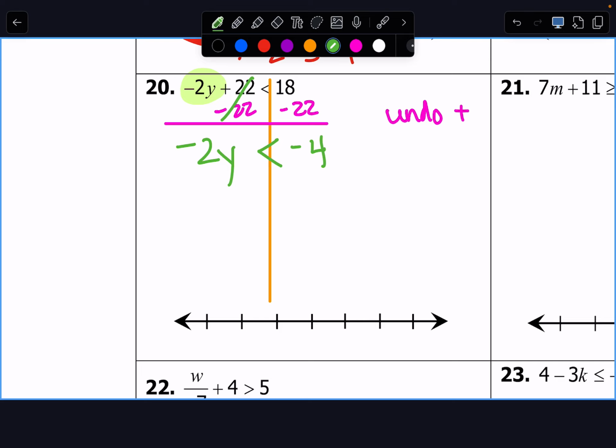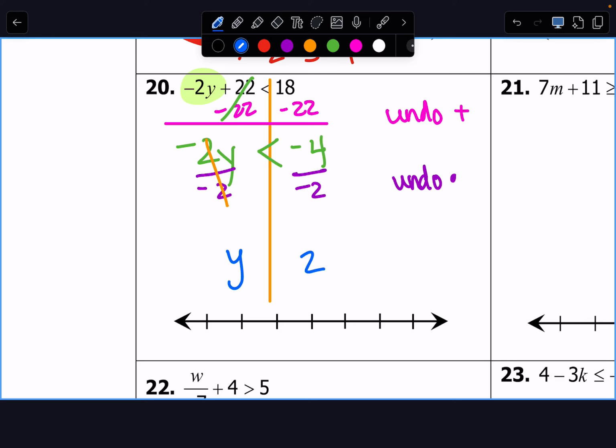We need to undo our multiplication by dividing by -2. That's great, because now we're left with y. Negative 4 divided by negative 2, you all agreed was 2.